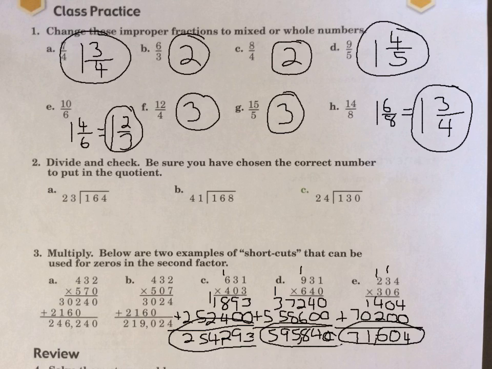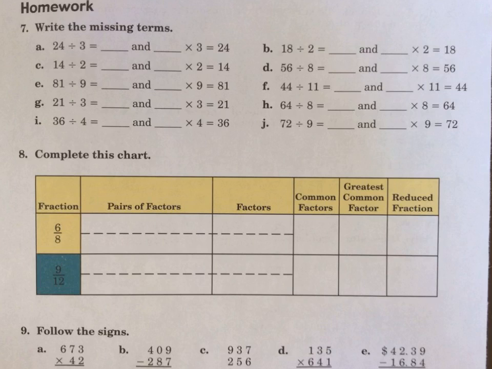Okay, we're now going to look at number 7, and it's telling us to write the missing terms. I'm going to make it really easy for you. I'm going to put them in, and you just fill them in too. 24 divided by 3 is 8, and 8 times 3 is 24. B, 8 divided by 2 is 9, and 9 times 2 is 18.